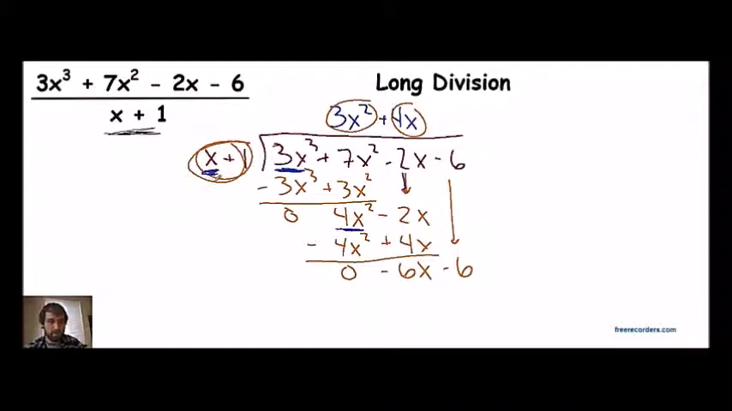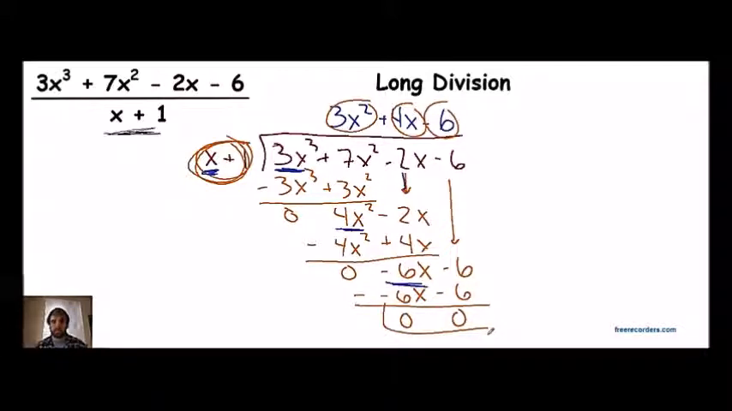So how many times does x go into negative 6x? Well, it goes in a negative 6 times. And then let's see if there's any sort of remainder. So we'll take that, multiply by that, and we see that we end up with negative 6x minus 6. Well, when I subtract that line, negative 6 minus a negative 6 is like adding, so there's a 0. And negative 6 minus a negative 6, there's a 0. So actually, I have no remainder here, so that's nice. This actually long divides perfectly.